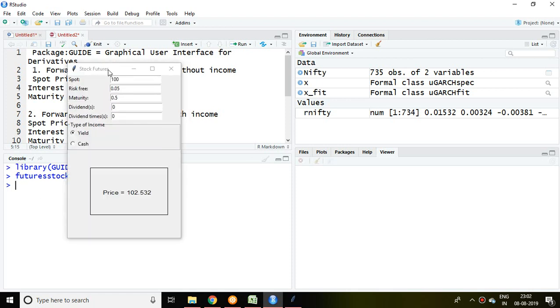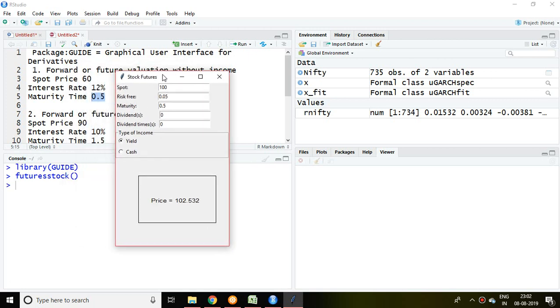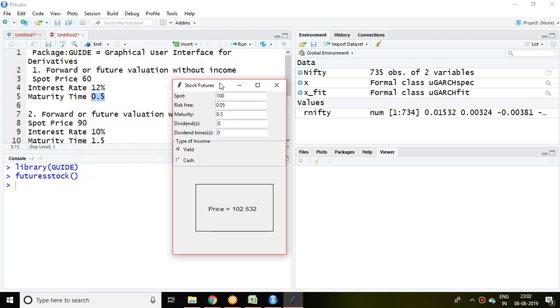As soon as I press enter, this GUI comes here, in which an example has already been given, like spot is 100, risk free is 5%, maturity period 0.5, which means half year, dividend is 0, dividend times 0. So in our case, spot price is 60, interest rate is 12%, and maturity time is 0.5.